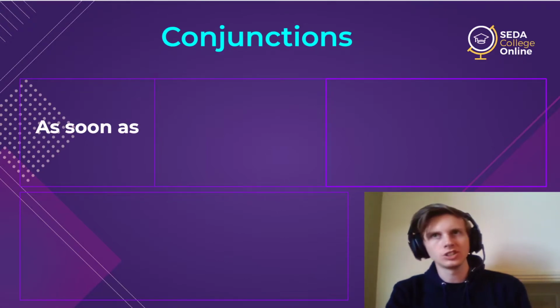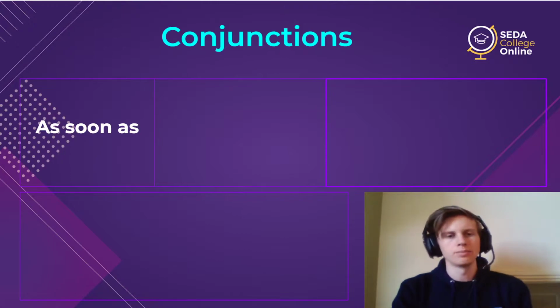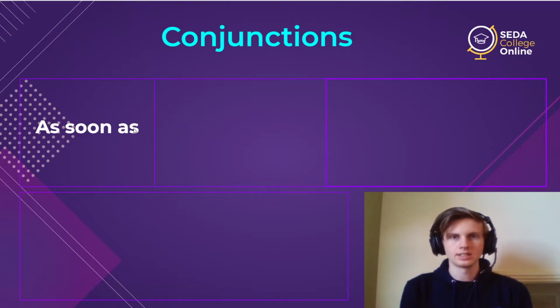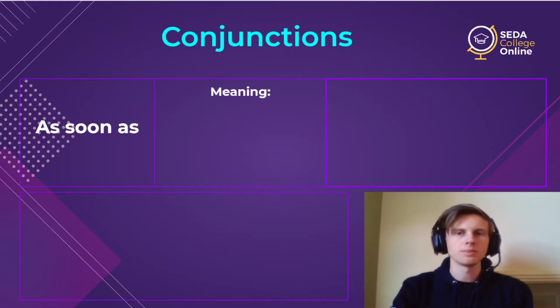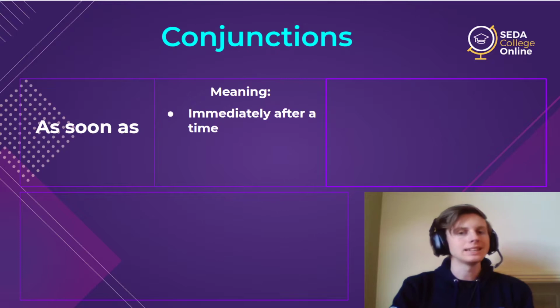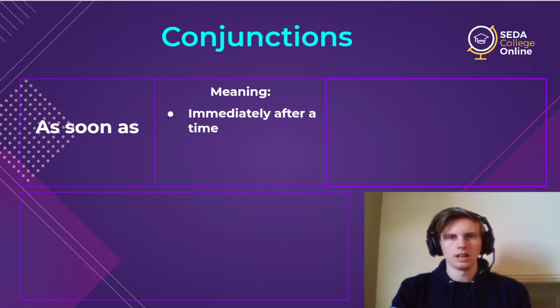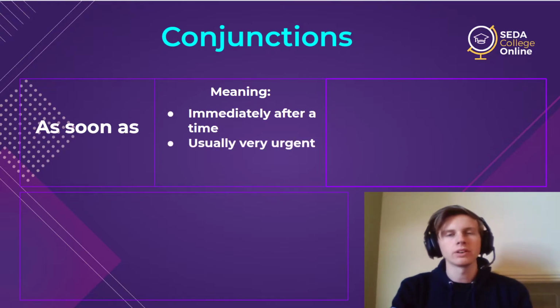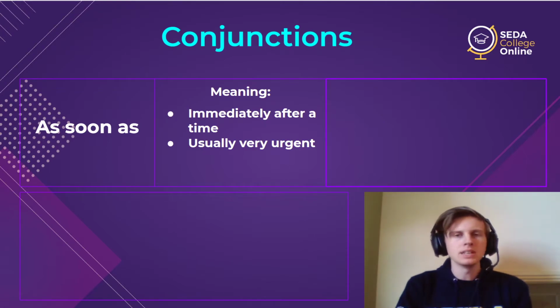Okay, the next is as soon as. So this is a conjunction and a phrase. Really, the conjunction here is as. So the word as here allows you to connect sentences together, similar to because. So what does this phrase mean? Well, we use it to mean immediately after something happened. So it's always very urgent. That's the most important thing with as soon as. If you use this expression and this conjunction, you mean immediately. I mean the moment, the second after something happens.